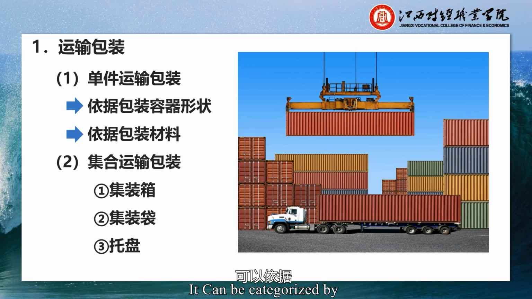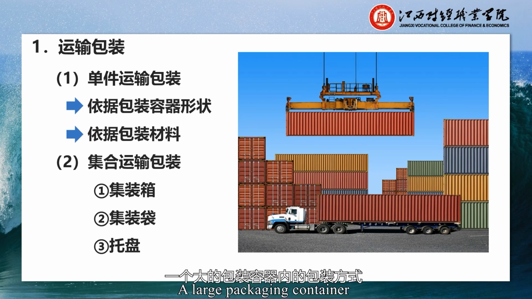It can be categorized by the shape of packaging container, such as bags, buckets, pots, bottles, etc. It can also be categorized by the material of packaging container, such as iron bucket, wooden crate, paper bags, etc. Collective transportation packaging refers to the method of combining a certain number of single-piece packing into a large package or placing them into a large packaging container, including containers, bags, and pallets.